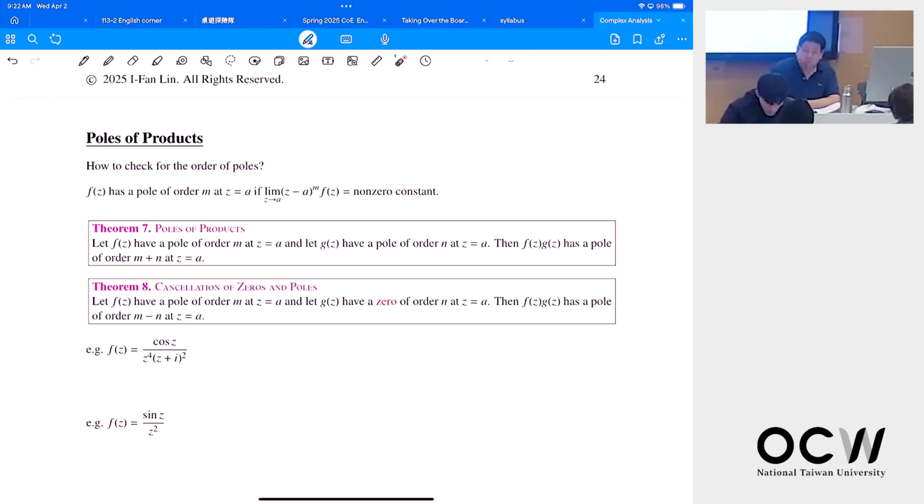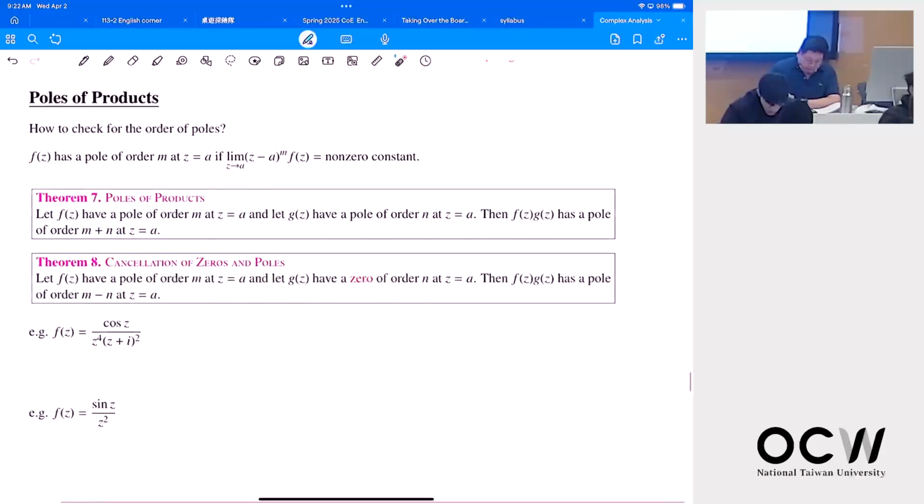We will see some examples. For the poles of products, I have a complex function with a pole of order m at z equals a, and another complex function has a pole of order n at z equals a. When they are multiplied together, the pole order will be the summation m plus n, again at z equals a. If it's z equals b or c, then your pole order will be different.